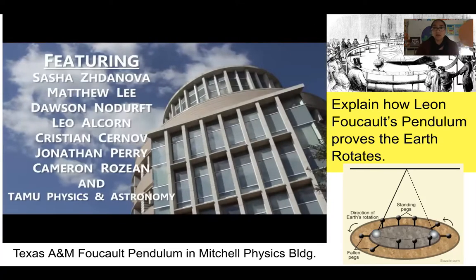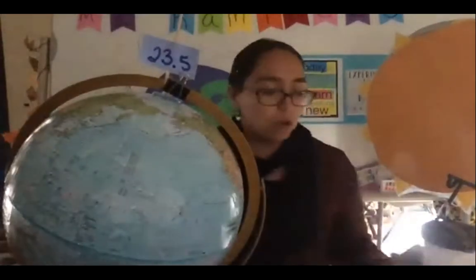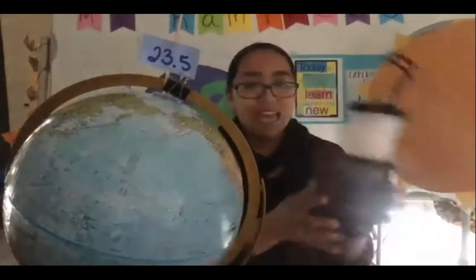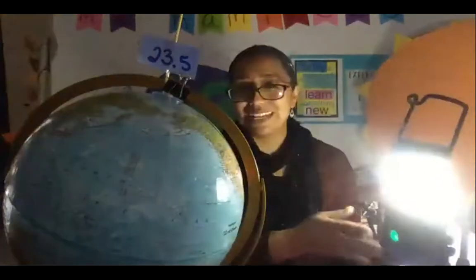So I'm going to stop our screen share, and then I'm going to show you guys a quick little demonstration to help you guys better understand rotation. So here I have a model. Let me just push my computer back a little bit. Here we have a globe of course, the Earth. And then we have a lantern that's going to represent the sun.